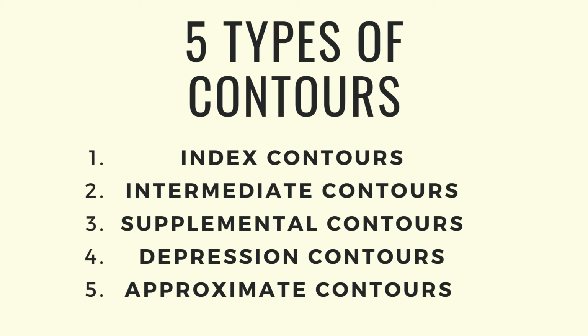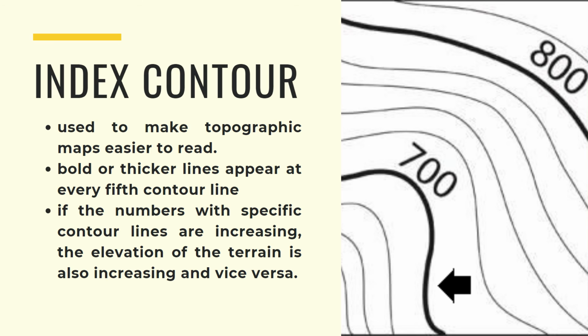There are five types of contours: the index, intermediate, supplemental, depression, and the approximate contours. The index contour is used to make topographic maps easier to read. These are bold or thicker lines that appear at every fifth contour line.